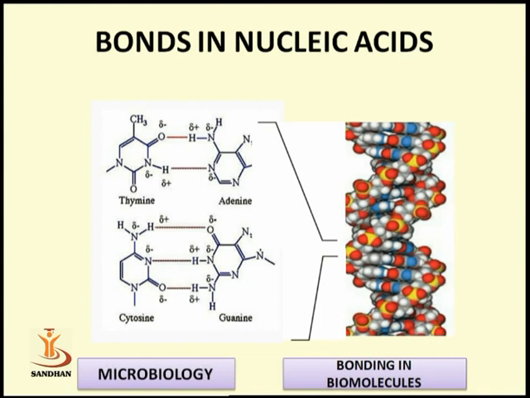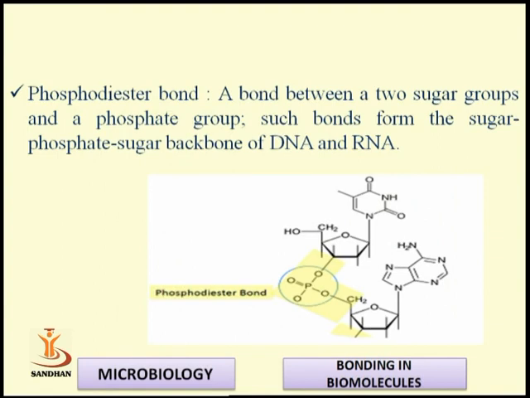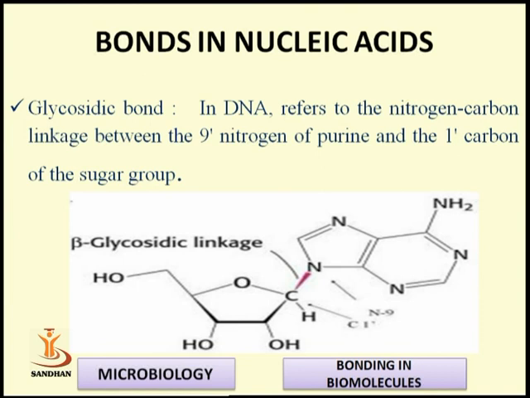The major one was the phosphodiester bond, and another was the hydrogen bond. Phosphodiester bond, as written here, is a bond between a sugar group and a phosphate group. Such bonds form the phosphate-sugar backbone of DNA or RNA. That is the phosphodiester bond. As I discussed already, they make a 3' 5' or 5' 3' phosphodiester bond, as I have discussed already on the paper.